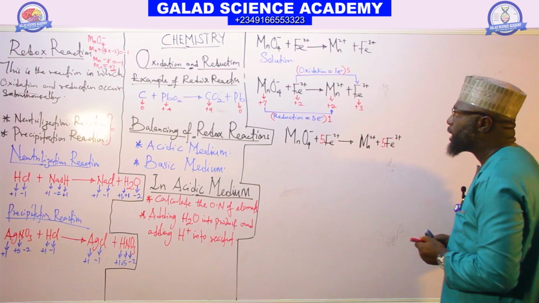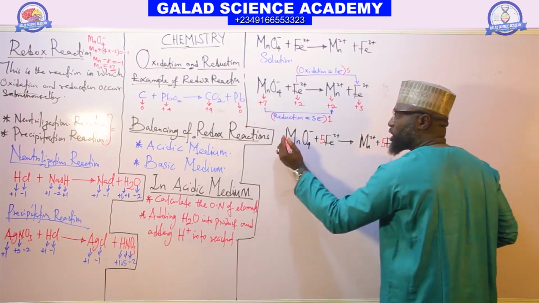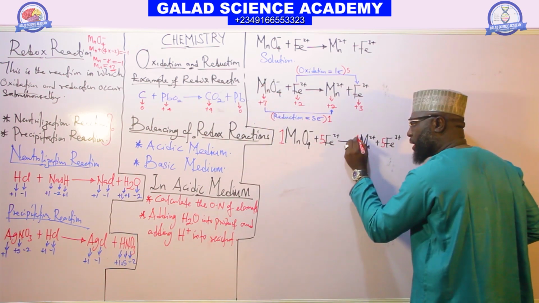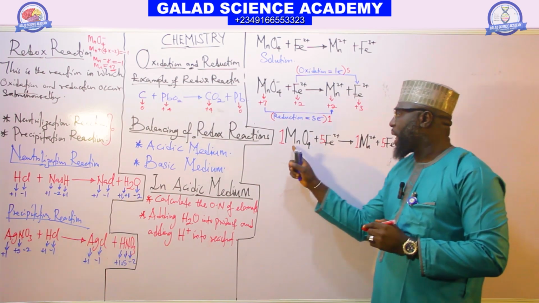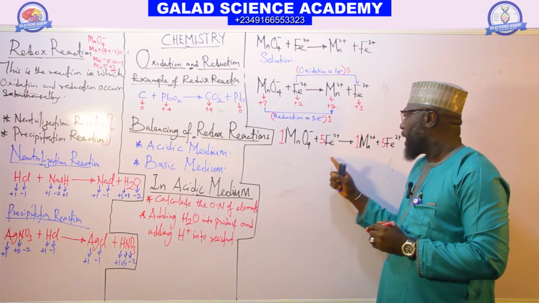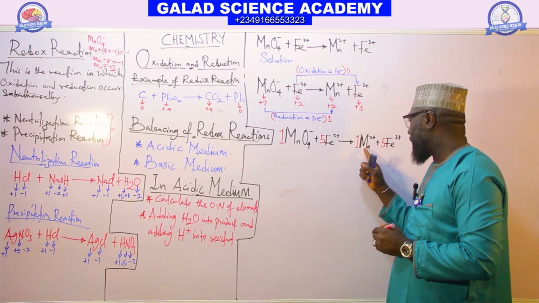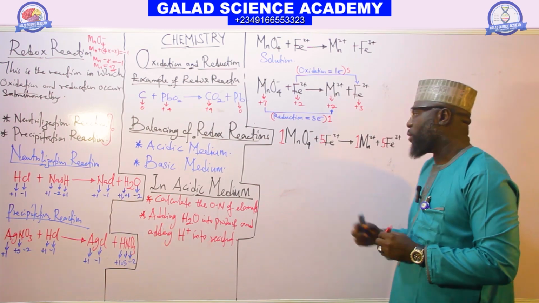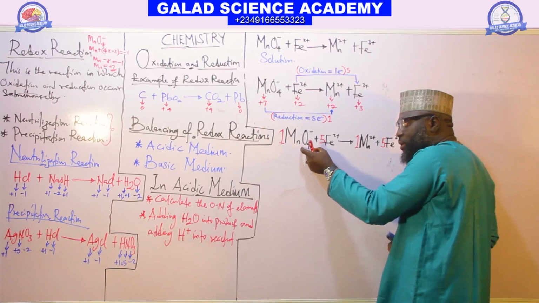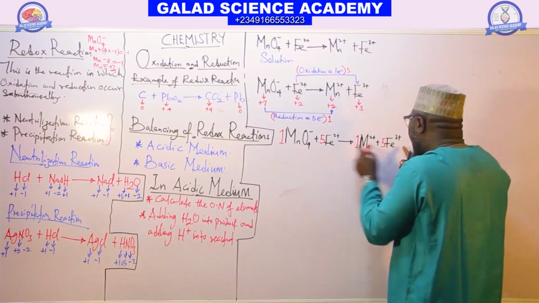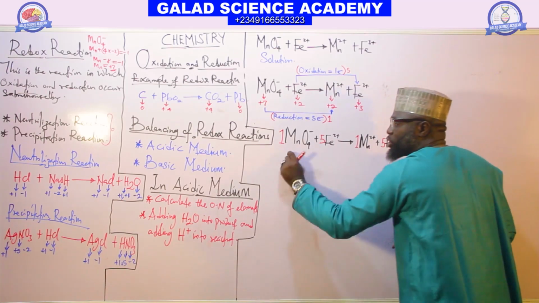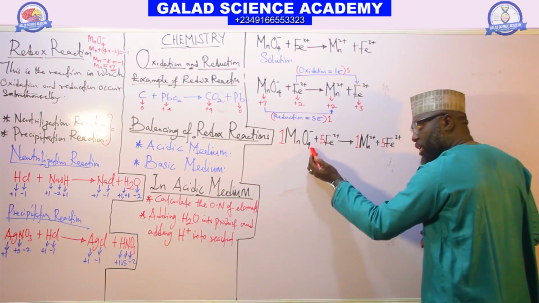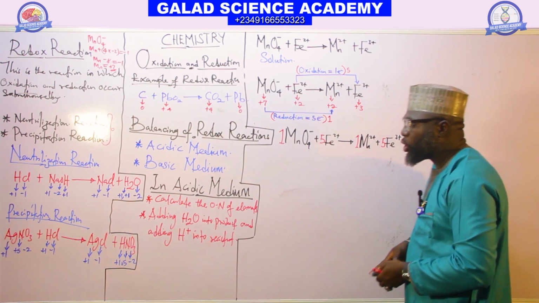The next thing is to multiply reduction by 1. Put 1 here, then put 1 here. Check it now. How many manganese do we have there? 1. How many iron? 5. But oxygen, how many do we have here? We have 4. So we have 4 oxygen here, and we don't have any oxygen here. Therefore, it's not balanced. In order to balance it now, go to my second rule.